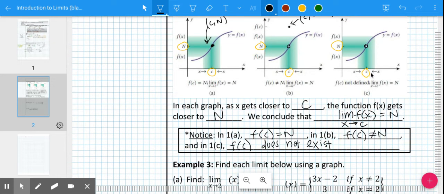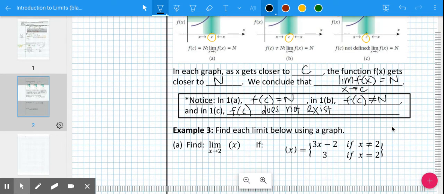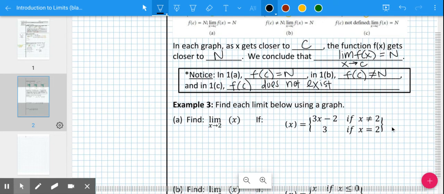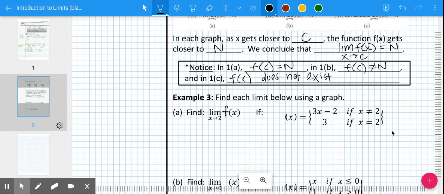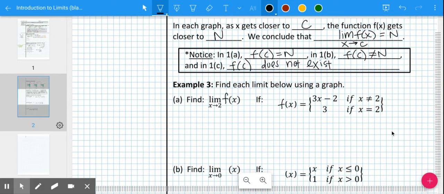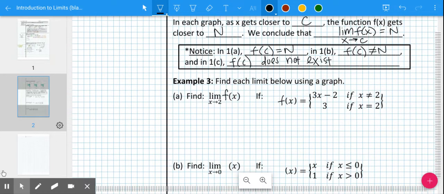So let's go ahead and see how that helps us do a couple problems here. Starting with example 3, we're going to do this without a graphing calculator. We are going to find the limit of f of x as x approaches 2, and we are given a piecewise function for f of x. So let's just start by graphing this. Go ahead and graph the line 3x minus 2, and then you're just going to exclude it at 2. So put a hole at 2, and then graph this point instead. Take a minute to do that.